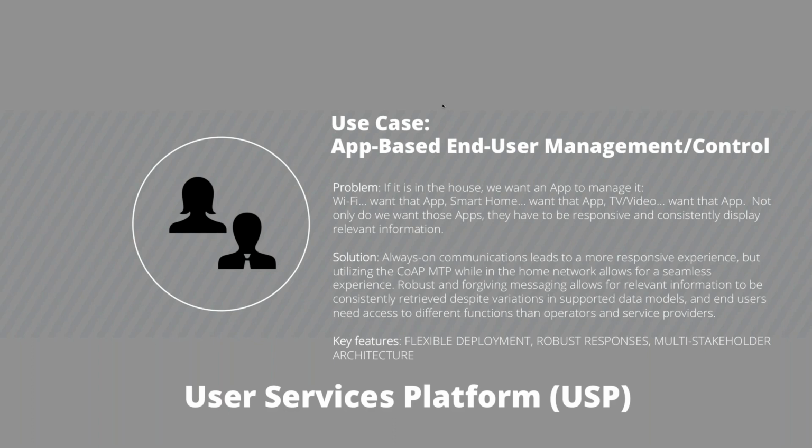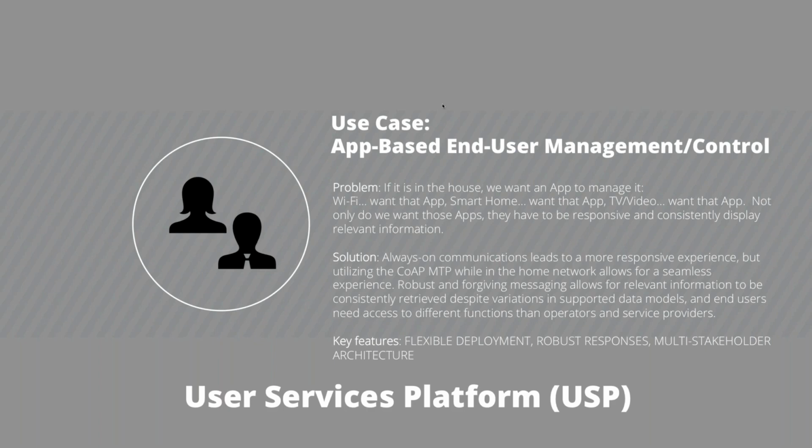With USP, we also have a CoAP message transfer protocol, which is a UDP-based mechanism that actually has some fairly fast communications that it enables. And so it's really good for in the home network, and it helps to create a seamless experience when you're using the application, because it provides you almost instantaneous responses back from the devices.